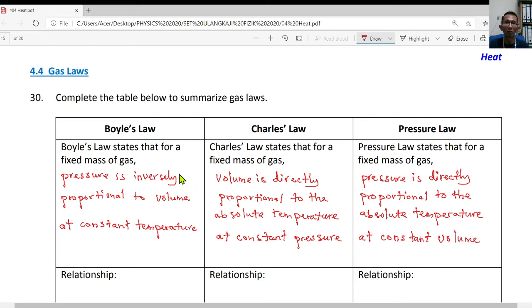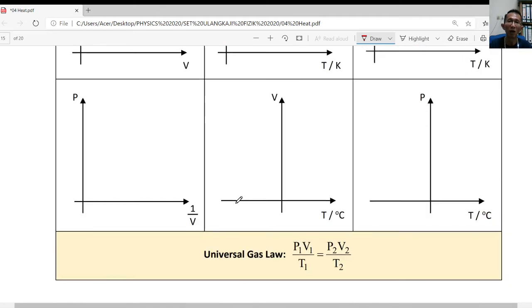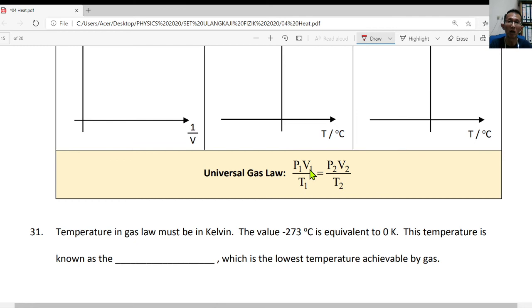Alright, so for Boyle's law, pressure is inversely proportional to volume, constant temperature. Charles' law, volume directly proportional to the temperature at constant pressure. And for pressure law, pressure is directly proportional to temperature at constant volume. As you can see, all the three laws talk about pressure, volume, and temperature. So that's why we can combine this and form our universal gas law, which is P1 V1 over T1 equals P2 V2 over T2.